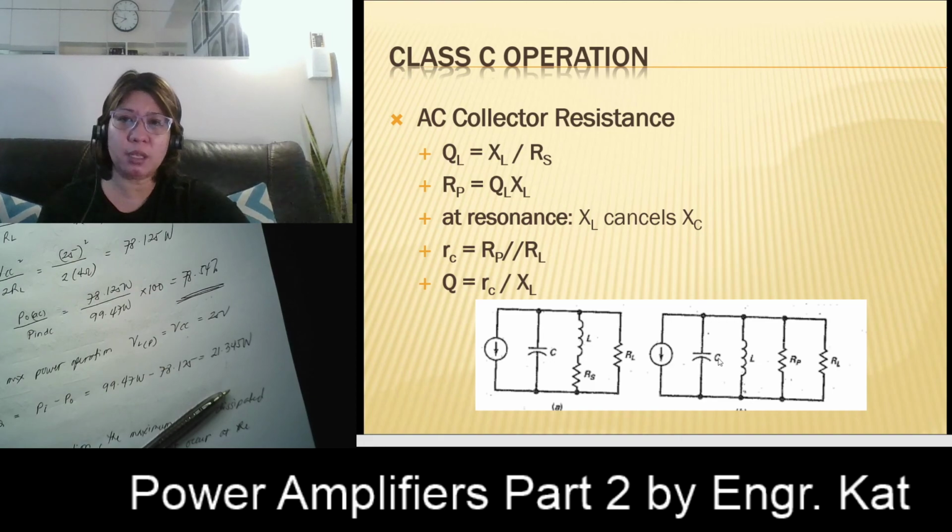So this is just how to solve for your XL. Given this circuit, at resonance your XL cancels your XC. Therefore, your Q, or your quality factor, is just your RC, which is the parallel combination of your resistance in parallel, with the L and the C here, divided by XL. So your quality factor has something to do with the inductive reactance and the resistance of your circuit.